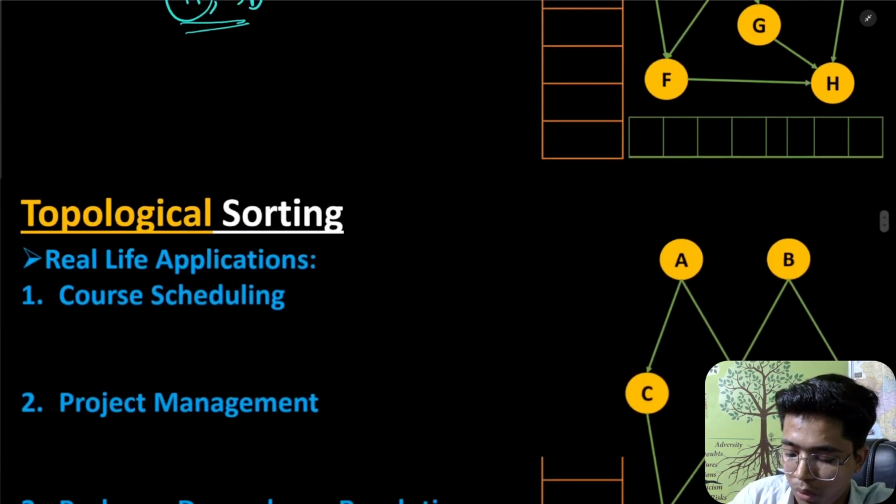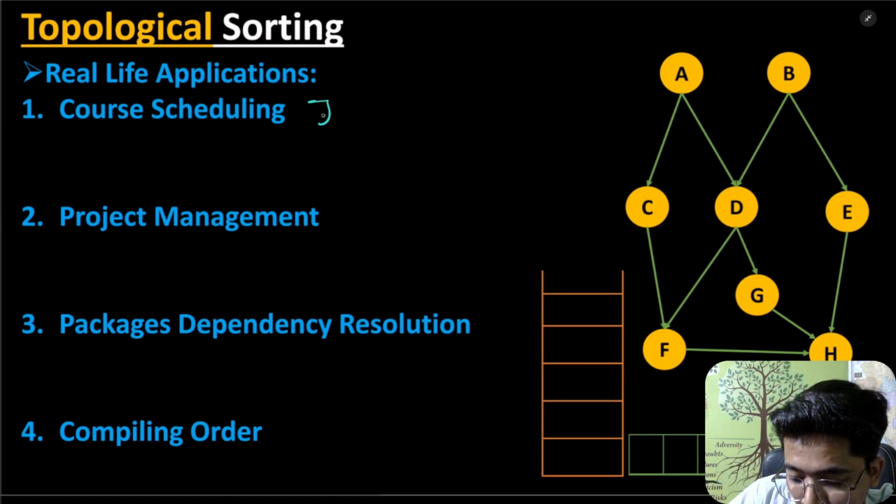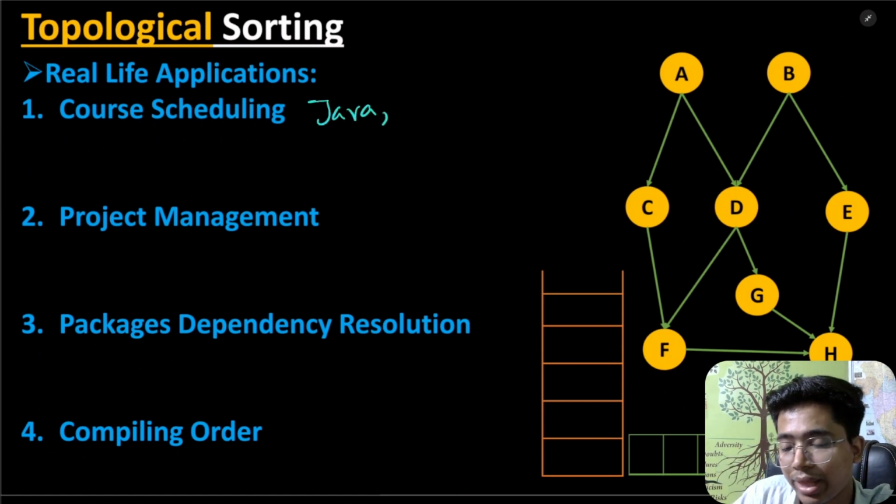Okay, now let's understand the real life applications. When do you use it? Course scheduling. Suppose we are doing course scheduling: you have a course like Java and you have a course like computer networking.